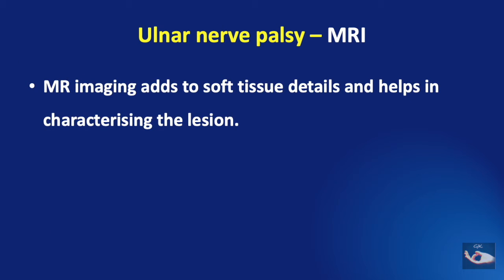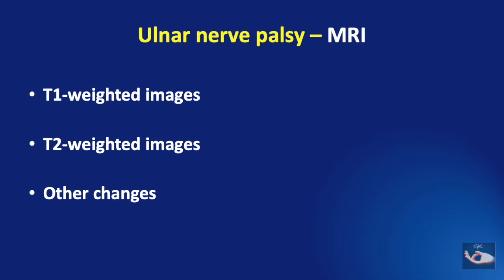If ultrasound is so useful, how is MRI going to help us? Magnetic resonance imaging adds to the soft tissue details and helps in characterizing the lesion. When studying the MRI, we need to see T1 weighted images, T2 weighted images, and other changes. Please refer to the links given in the description about the video which has described the T1 weighted images and the T2 weighted images in greater detail.